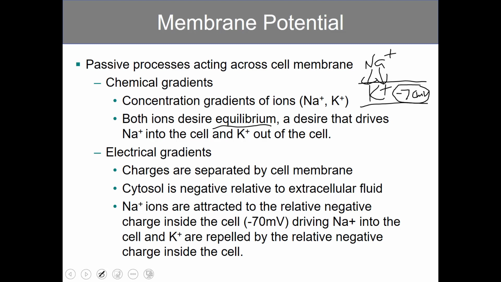Likewise, potassium is positive, and we're going to see later how changes in this transmembrane potential helps to drive potassium out. So there's two gradients that exist within a resting cell, both chemical and electrical gradients, and we'll see how these operate as we move forward.